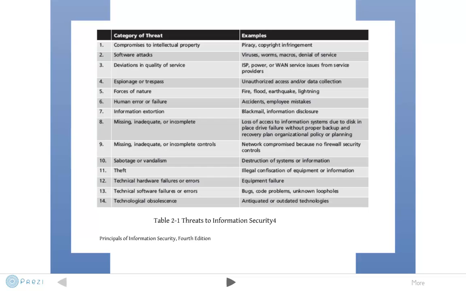Yeah. Forces of nature, like fire, flood, earthquake, and lightning. It's all in the threat category. Information extortion, blackmail, information disclosure.